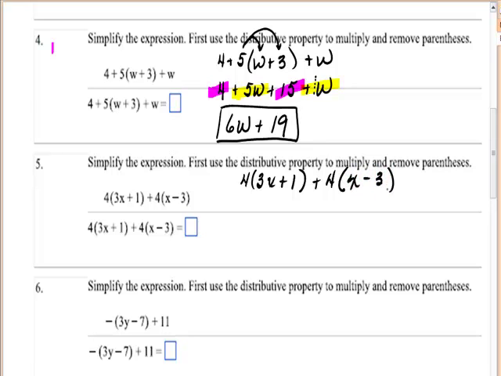All right, if I'm going to simplify, do I get to use the distributive property? The answer is yes.